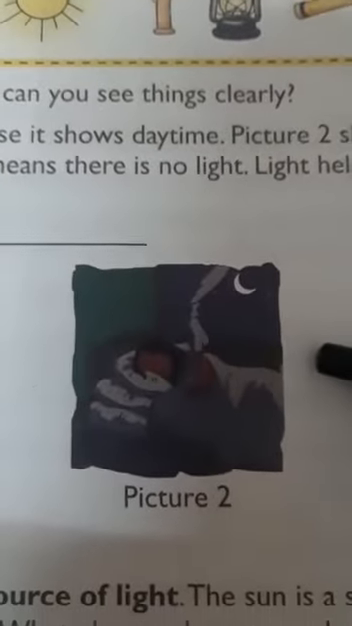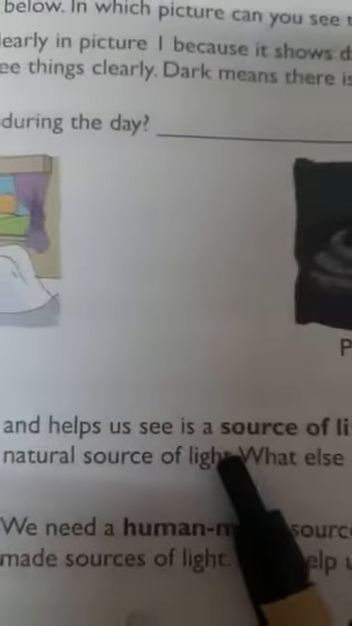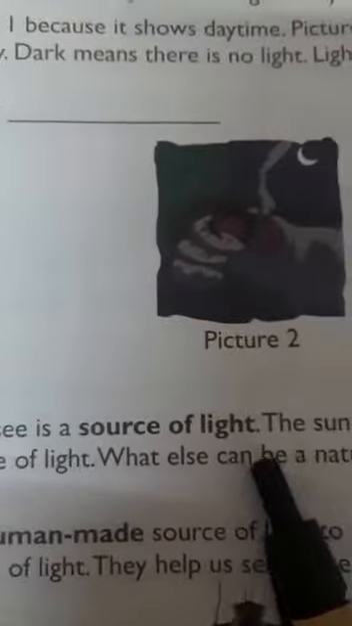Here, where you can see clearly, light is there. So light helps us to see things. Without light, the things are not clearly visible to us. So now we will see sources of light. What are the sources? Anything that gives out light and helps us see is a source of light. The things which give us light are called sources of light.